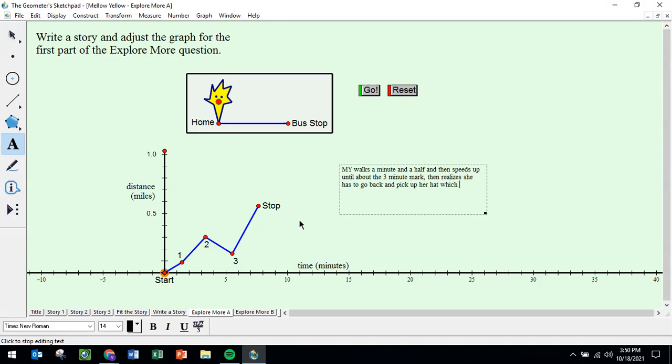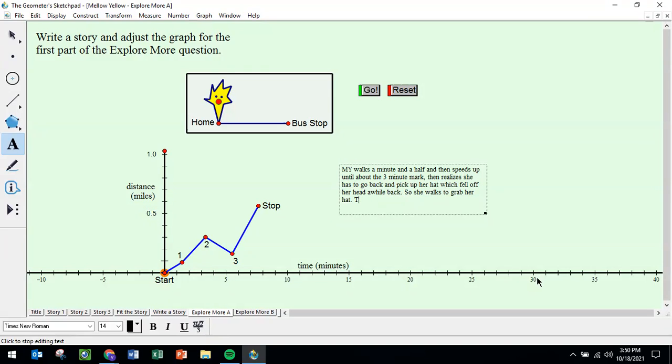where did her hat fall? Her hat fell, I don't know, at 0.1, 0.2, 0.3, 0.4, 0.5. So this is like 0.1 mile. Her hat, which fell off her head a while back. So she walks back and then immediately walks back to grab her hat.